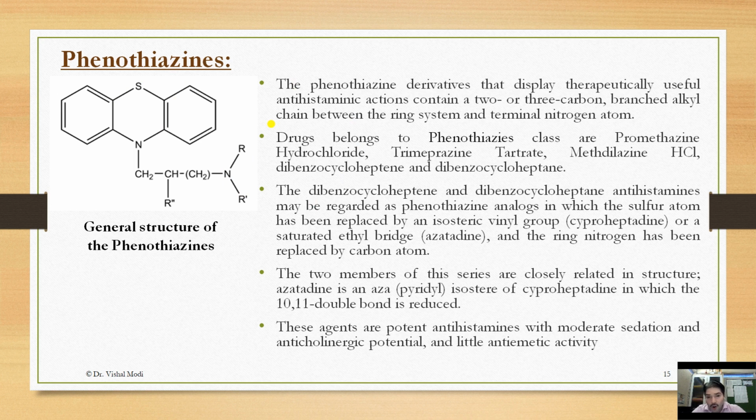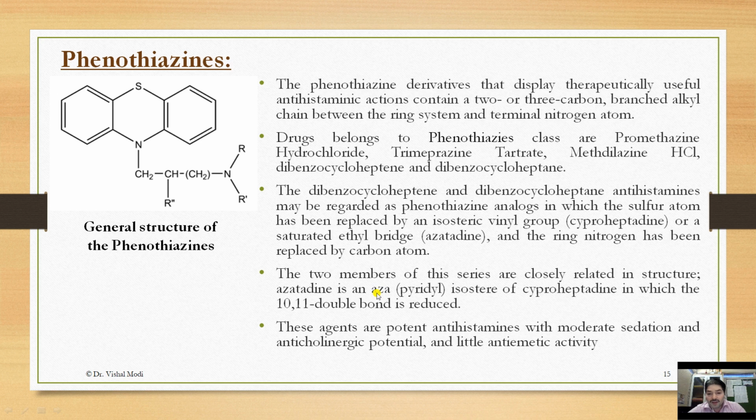dibenzocycloheptene, and dibenzocycloheptane. The dibenzocycloheptene and dibenzocycloheptane antihistamines may be regarded as phenothiazine analogues, in which the sulfur atom, meaning this atom, has been replaced by an isosteric vinyl group, meaning that at that time this 6-member ring will be converted into cyproheptadine molecules, okay, or a saturated ethyl bridge, and the ring nitrogen has been replaced by a carbon atom, meaning this nitrogen is replaced by a carbon atom.